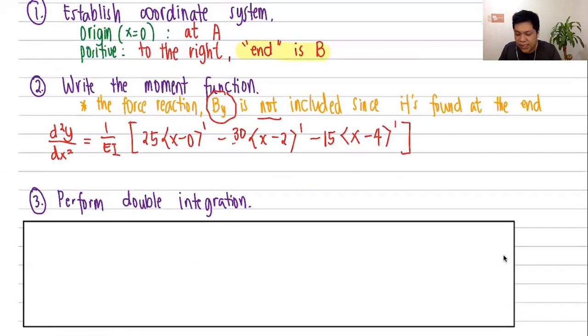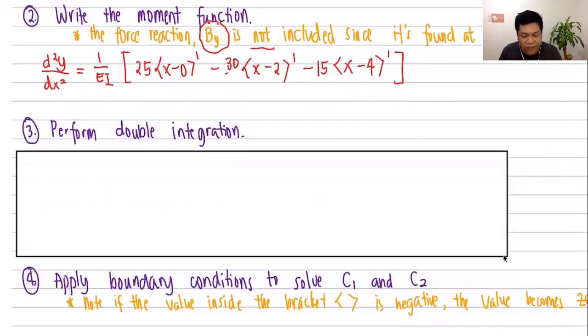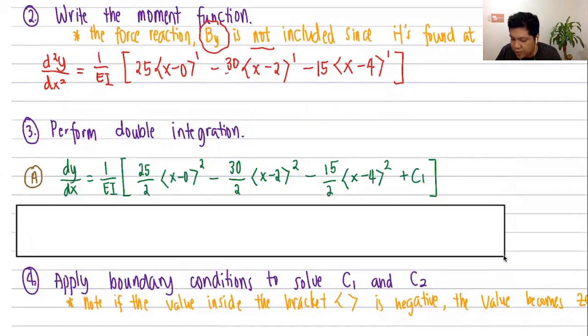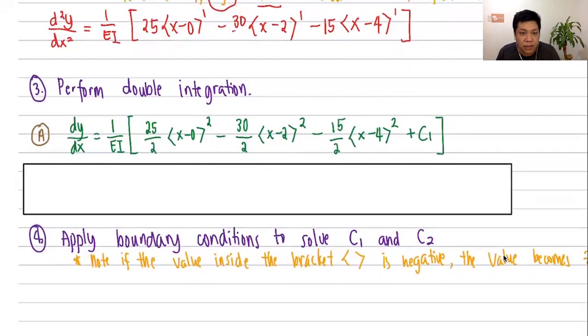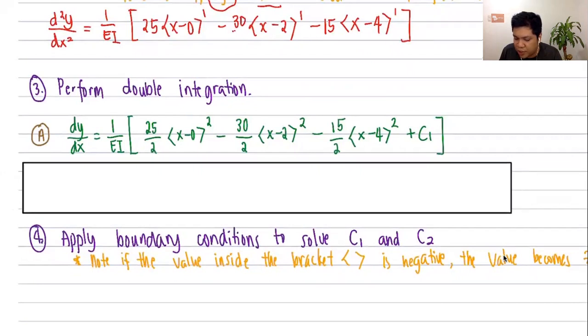Okay, next step is to perform double integration. So to perform my double integration on the moment function, I integrate once. I should be able to get this equation. Kindly double check if my solution is correct. Don't forget the constant of integration, C1. Then I integrate again this equation.